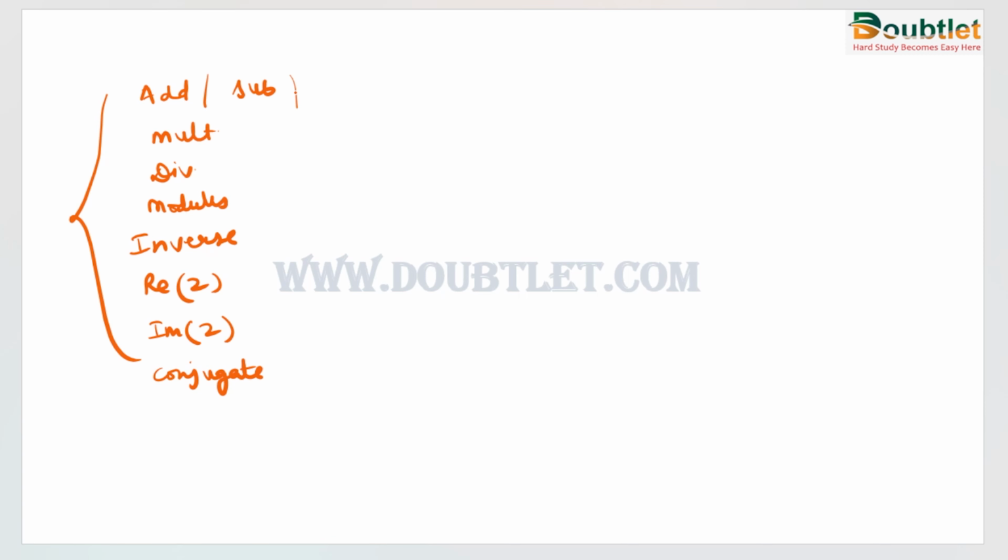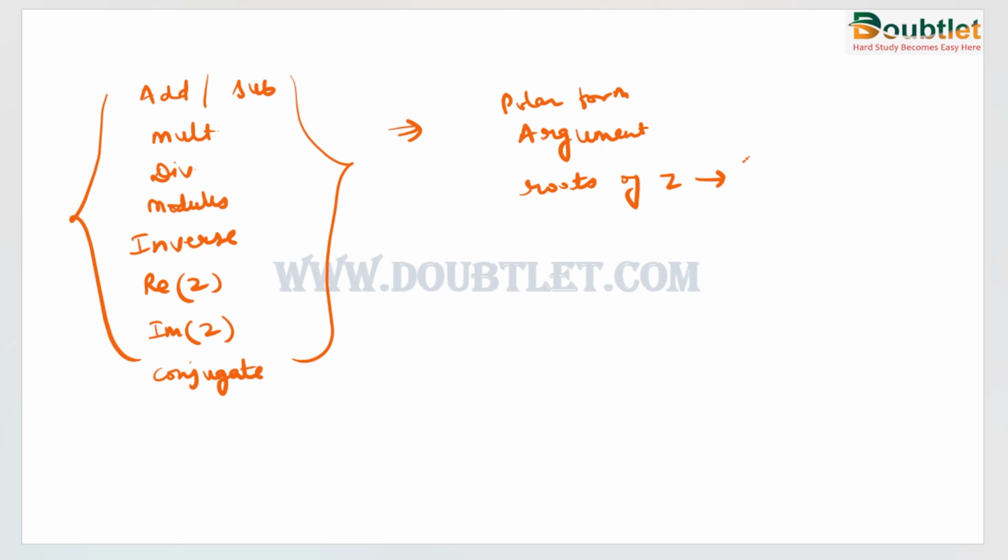So these operations we have studied, and in the next video I will tell you how to find the polar form of a complex number, and then we will learn how to find the argument and the roots of the complex number. So this is the most complex topic. So I have to mark this as a star. So in the next video we will discuss all these three topics thoroughly.